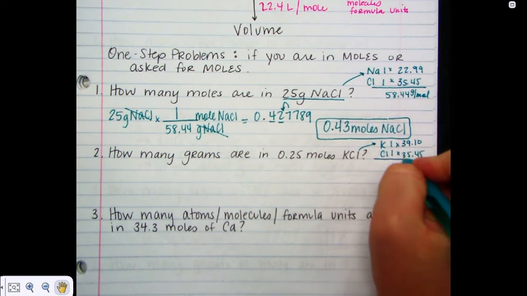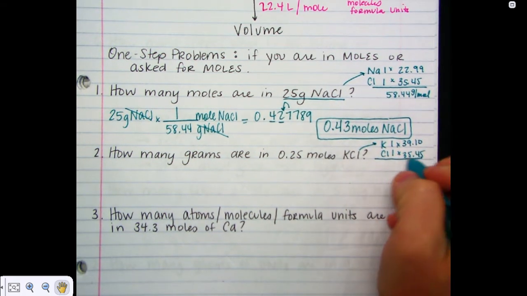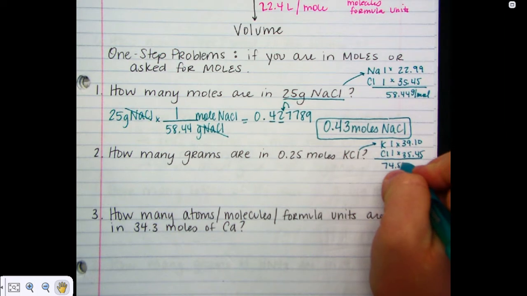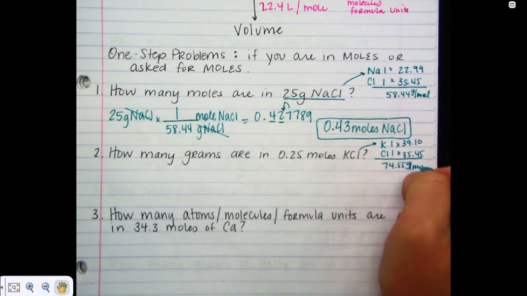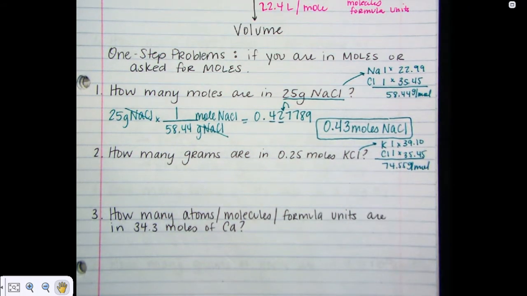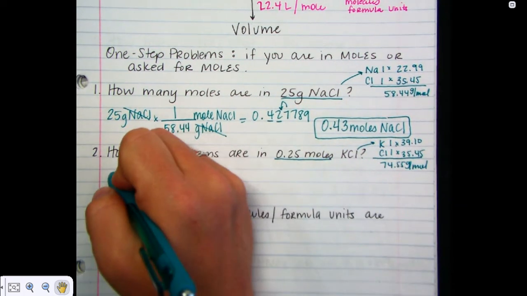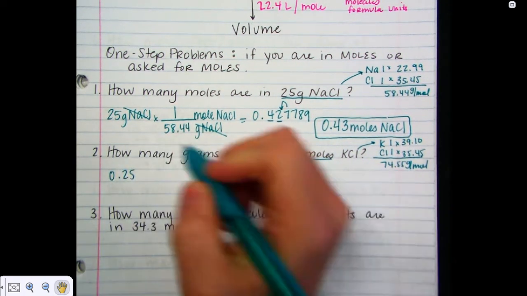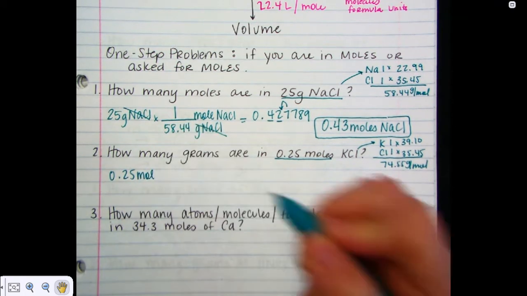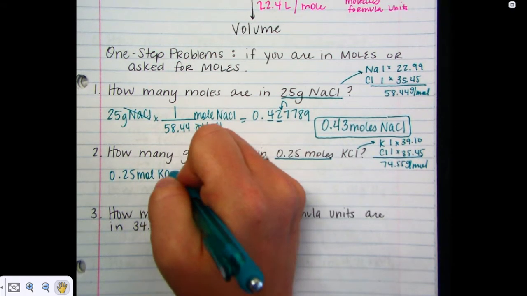I don't need to multiply, I just need to add. This is 74.55 grams per mole. All right, so now we'll set up our conversion. So we're starting with, in the problem, 0.25 moles of KCl.